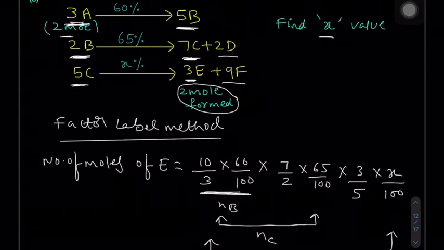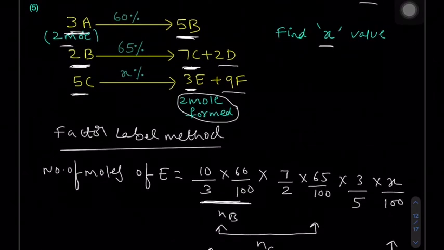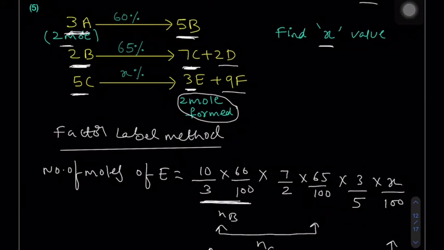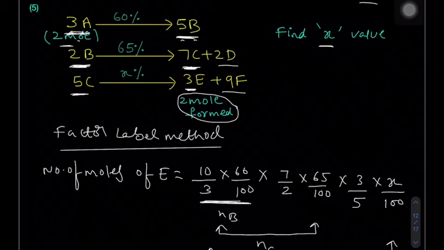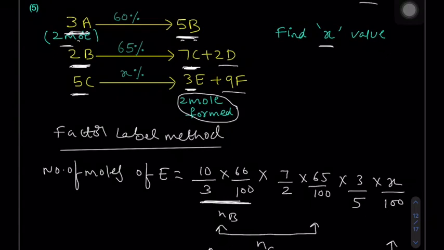Okay, once again I am telling here. Now 3 moles of A gives 5 moles of B. 2 moles of A will give how many moles of B? 10 by 3 moles into 60%. This much of moles of B. 2 moles of B will give 7 moles. This much of number of moles of B will give how many moles of C? Into 7 by 2 into percentage of yield. This is the number of moles of C. Now 5 moles of C gives 3 moles of E. Then the given moles of C will give how many moles of E? 3 by 5 times X%. This X% is the percentage of yield we have to find.